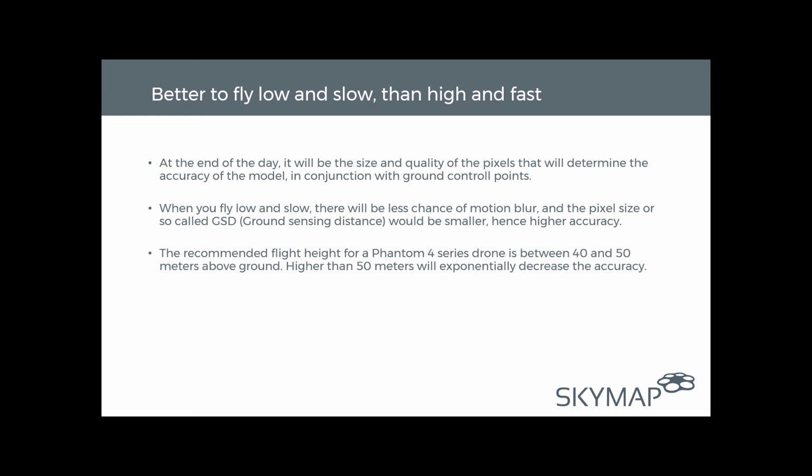The recommended flight height for a Phantom 4 series drone is between 40 and 50 meters above ground. Anything higher than 50 meters, you will see an exponential decrease in accuracy. At between 40 and 50 meters above ground, you also get a fair yield on flight time versus area covered.